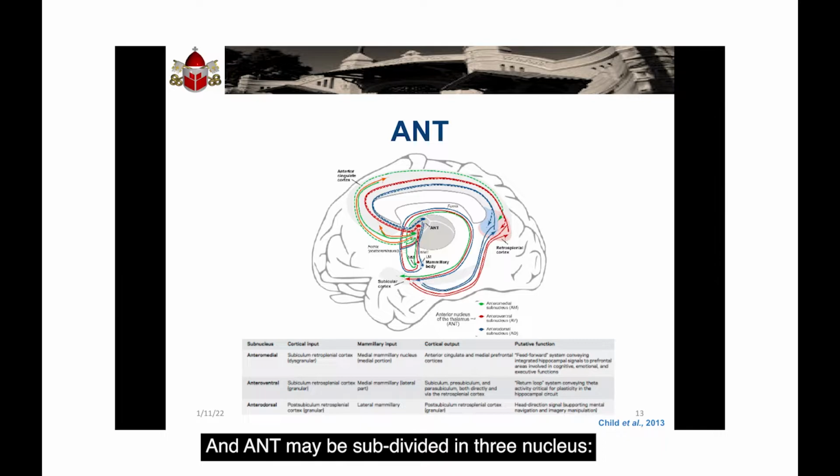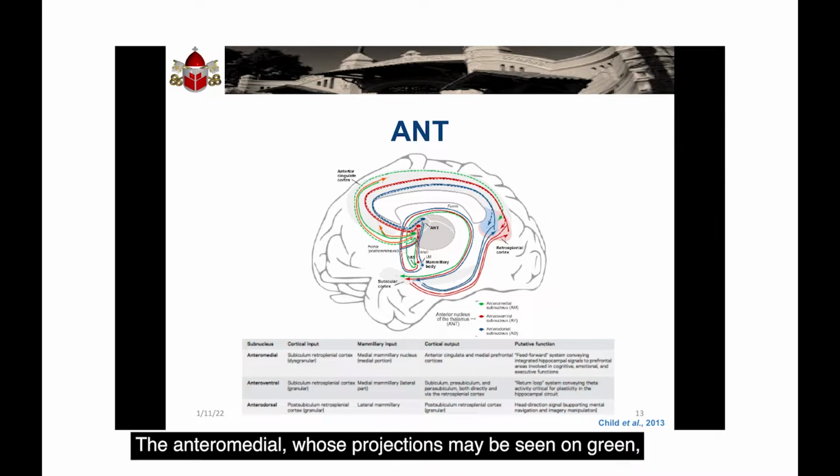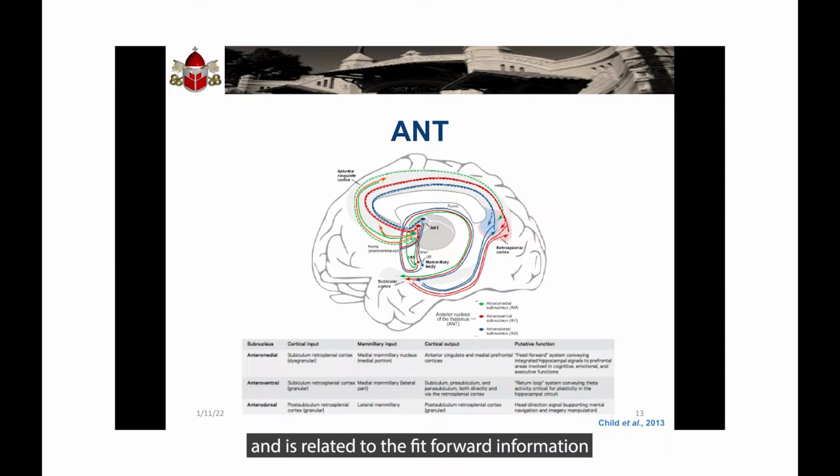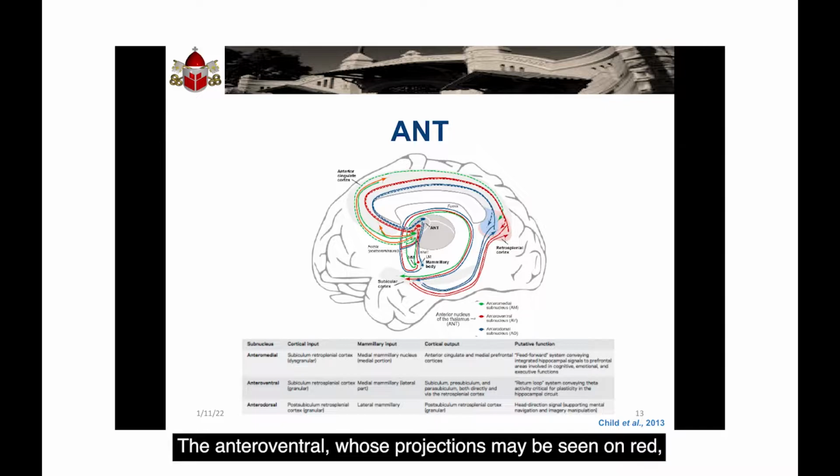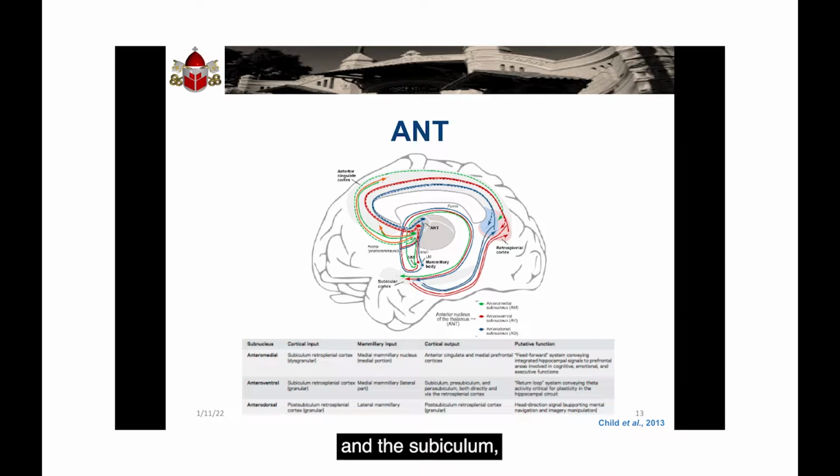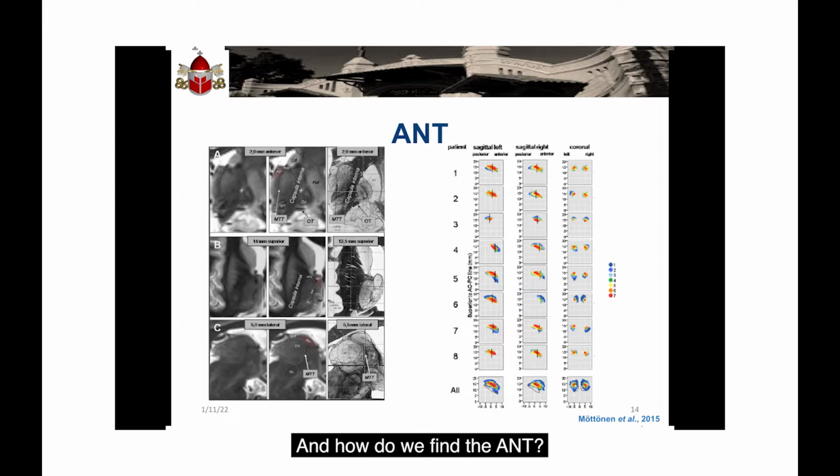And the ANT may be subdivided in three nuclei: the anteromedial, anteroventral, and anterodorsal. The anteromedial, whose projections may be seen in green, is the one that projects to the prefrontal area and is related to the feed-forward information regarding cognitive and executive functions. The anteroventral, whose projections may be seen in red, projects mainly to the retrosplenial cortex and the subiculum and is related to the return loop to the hippocampus. And the anterodorsal, whose projections may be seen in blue, projects mainly to the retrosplenial cortex and is related to navigation. And how do we find the ANT?